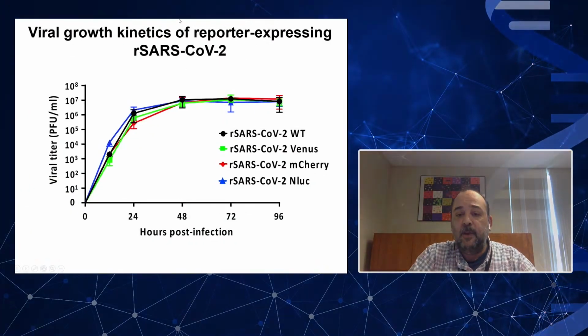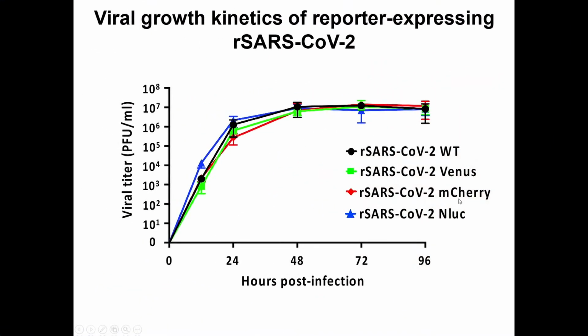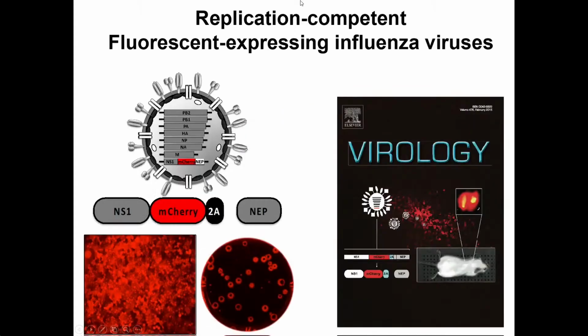Importantly, when we evaluate the growth kinetics of these recombinant viruses expressing reporter genes and compare them to the wild-type virus, we observe that expression of the reporter gene did not seem to affect viral fitness. As you can see here, Vero cells infected at a low MOI and assessed at different times post-infection with these reporter-expressing viruses replicate very similarly to the wild-type virus that does not express the reporter gene.